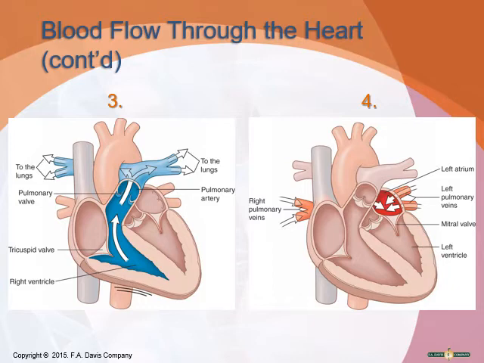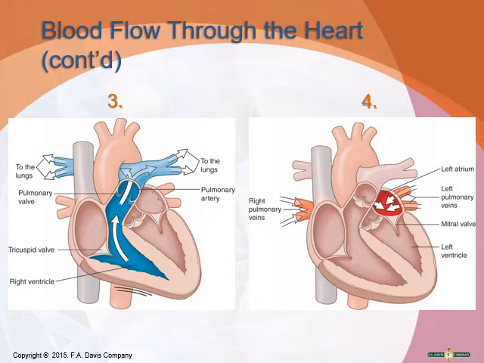After filling, the right ventricle contracts, forcing the pulmonary valve open. Blood is then pumped into the right and left pulmonary arteries and out to the lungs. After the right ventricle empties, the pulmonary valve closes to prevent the blood from flowing backward into the ventricle.